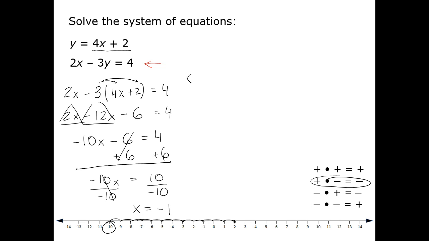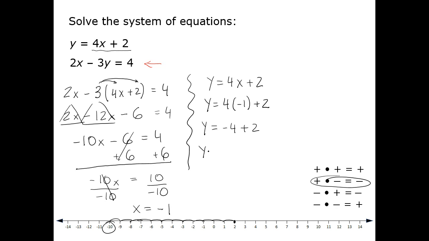I'm almost finished here. I'm just going to find the value of y. So I use the first equation, y equals 4x plus 2. I change the value of x for the value of x that I just found. And then 4 times negative 1 is negative 4 plus 2. If you combine these two correctly, you end up with negative 2. I'm sorry about that. Let me get rid of that. Negative 2.